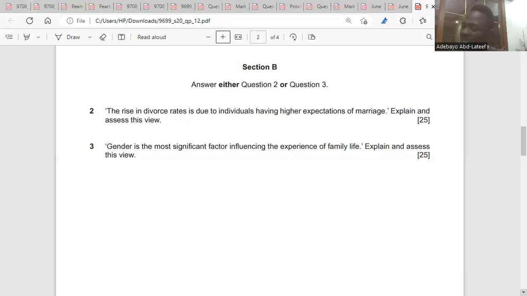Feminist view of the impact of patriarchy on the family. Feminists argue that the family is male dominant and marriages work in favor of the male gender. So they believe the system is basically for the male gender. So for feminists, we are still talking about why gender is the topic in every family.